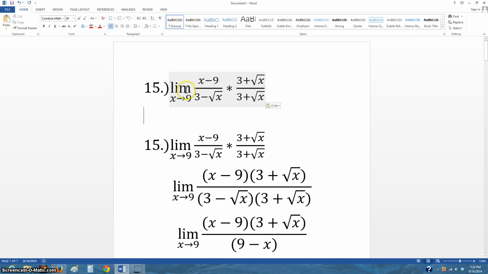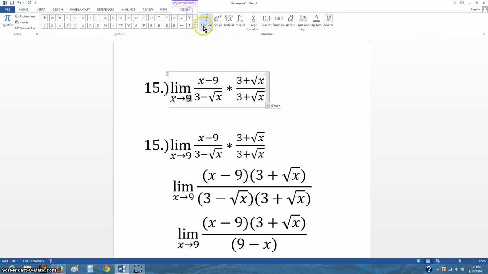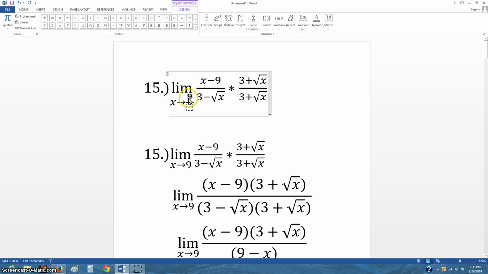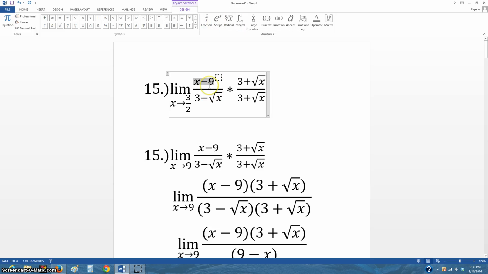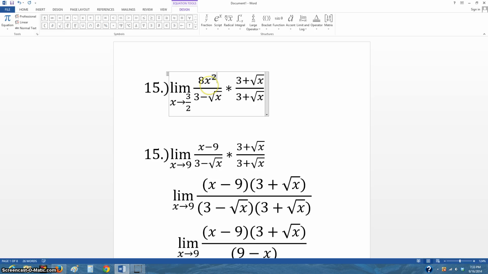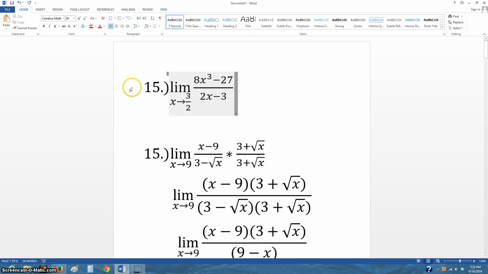Okay, so I'm going to say this is 3/2. And this is 8x cubed minus 27. And then we have 2x minus 3 on the bottom. Okay, so that is what my number 13 looks like.